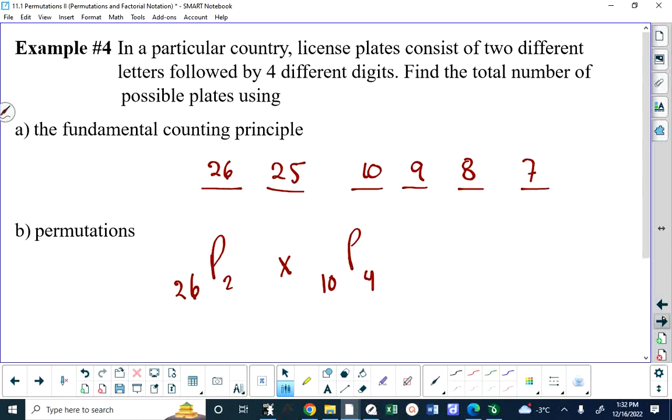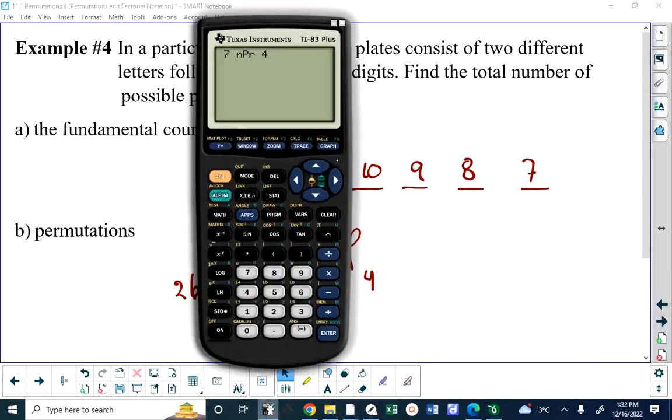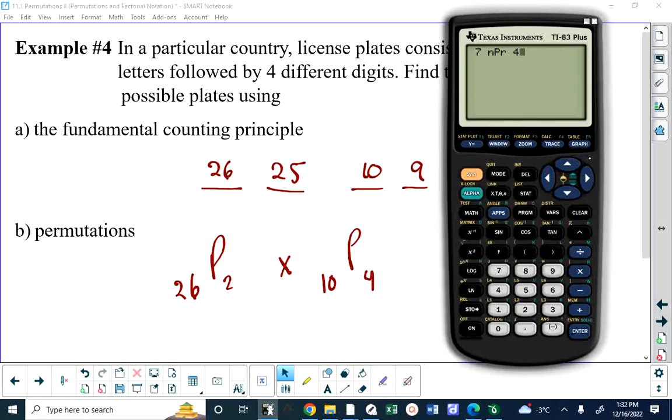I really wish that TI would have designed their calculators so that the nPr and the factorial and all this stuff was right on the front. Yeah, it would just make things so much easier.